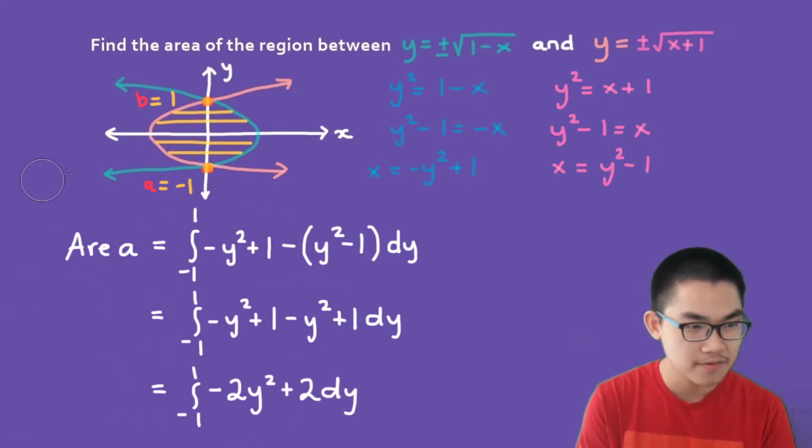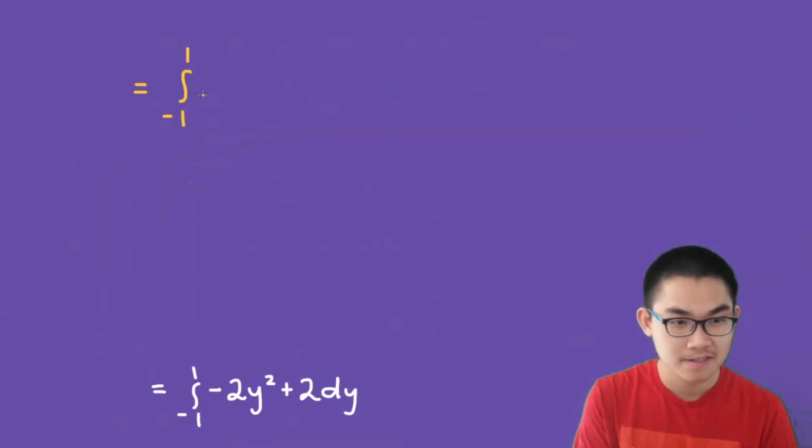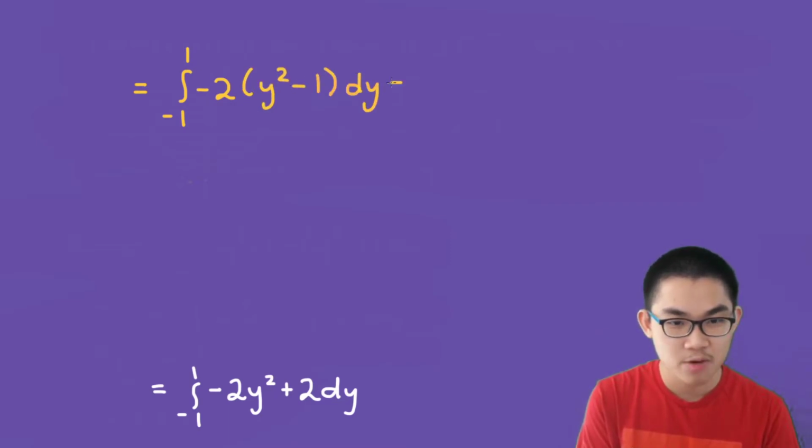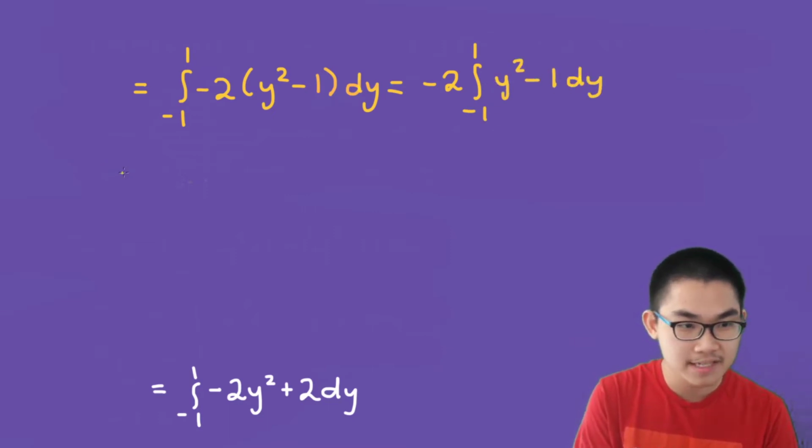So let's get rid of all the space up here. Now we can factor out the 2. So negative 2 times y squared minus 1 dy. And we can bring the 2 out of the integral. So we get negative 2, this is 1, that's going to be negative 1, this is y squared minus 1 dy. And we can simplify this into negative 2.